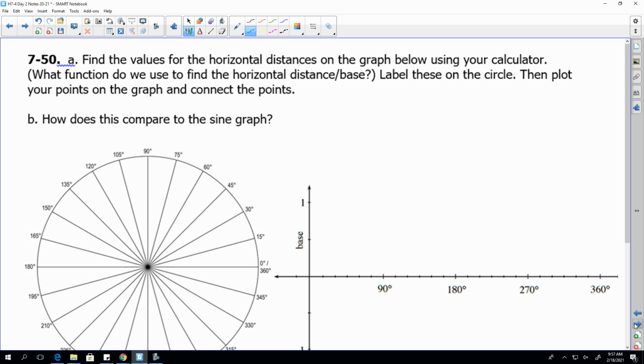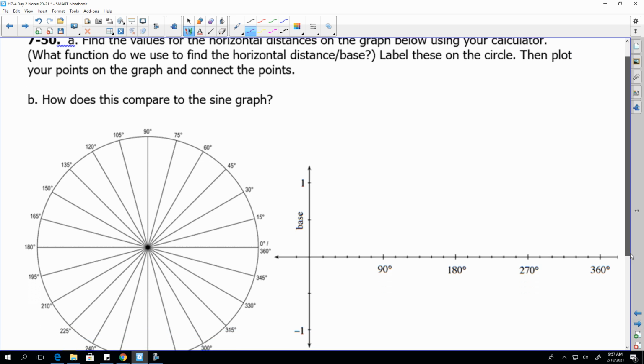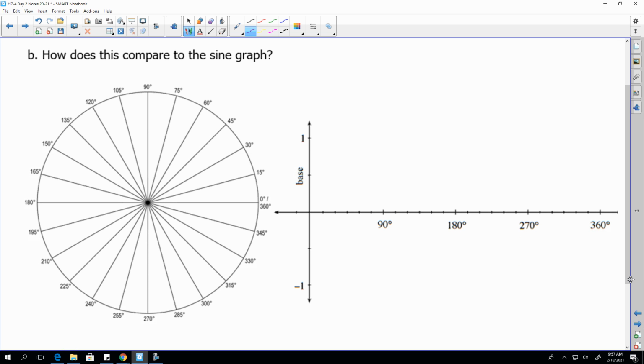What we're going to do is find the values for the horizontal distances on the graph using your calculator. This is a little bit smaller than I intended for it to be on your paper, but all these angles are going by 15s. We're going to try to find the horizontal distance. So let's start with 0 degrees. I can't really draw a triangle there because it's not going up at all, it's just flat. So I just have my line there.